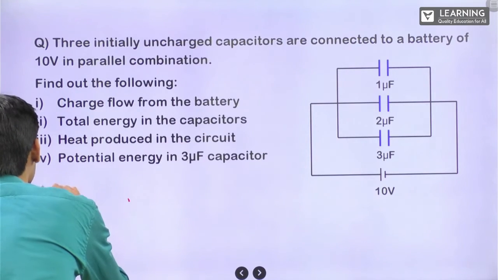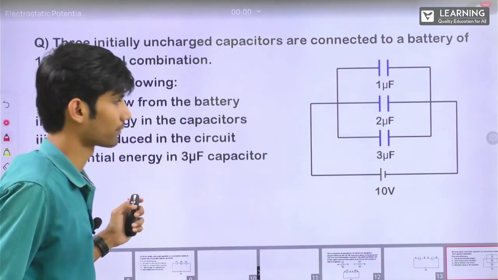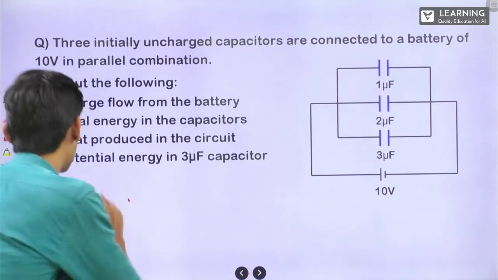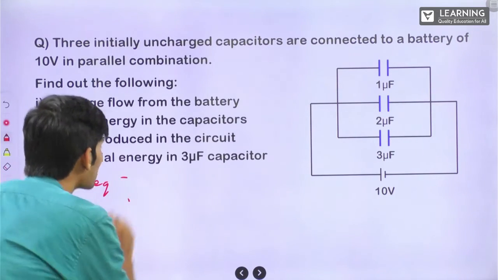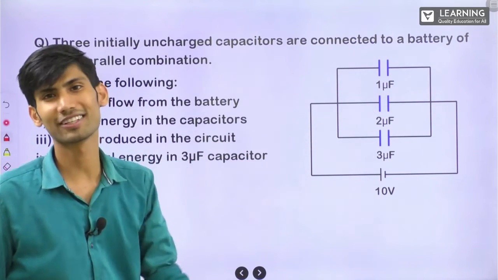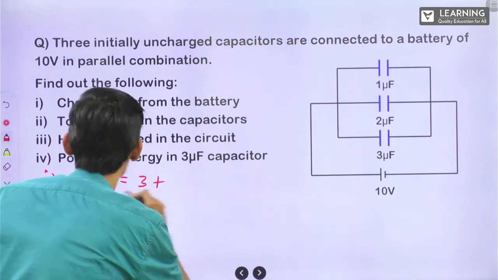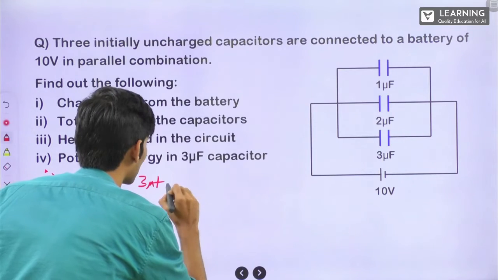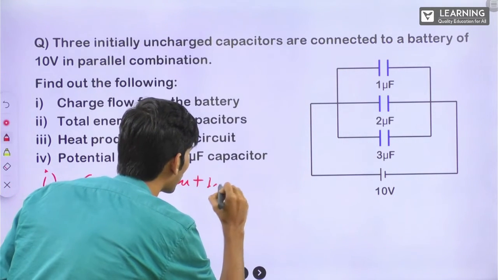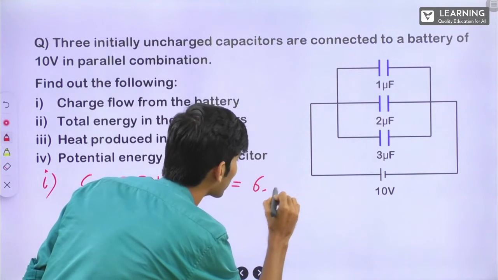Let's first find out the charge from the battery. Before that, let's first find out C equivalent. C equivalent will be equal to C1 plus C2 plus C3. They are parallel. So that is 3 microfarad plus 2 microfarad plus 1 microfarad, that is equal to 6 microfarad. Clear?